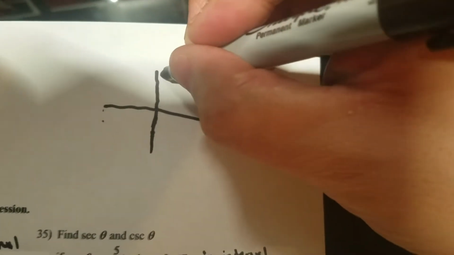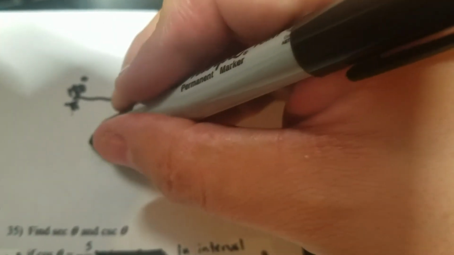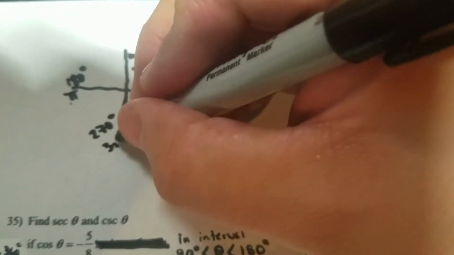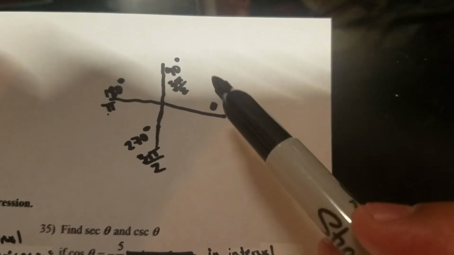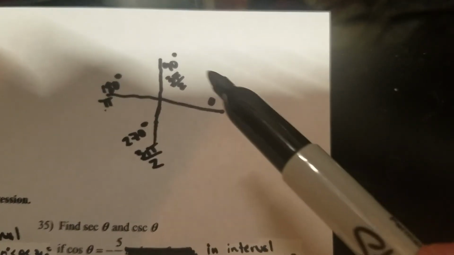Okay, remember we have 0 degrees here, or 0 radians. This is 90 degrees, or pi over 2 radians. 180 degrees, or pi radians, and 270 degrees and 3 pi over 2 radians. Okay, so that's the breakdown of the unit circle in terms of degrees and radians.